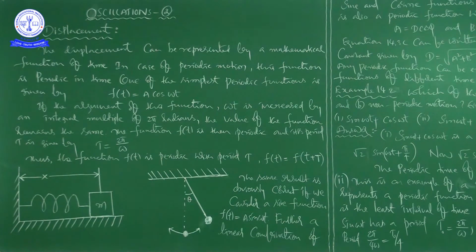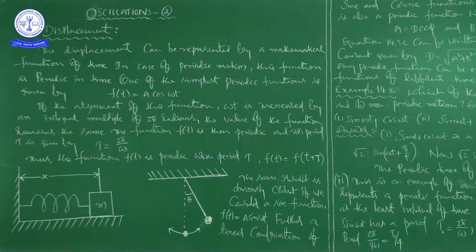Based on that value, we found the beat frequency, which we got as 1.25 Hz, and the time period as 0.8 seconds. So basically, in our previous class we discussed oscillatory motion, periodic motion, oscillation, vibration, time period, frequency, and one example problem. Next is displacement.